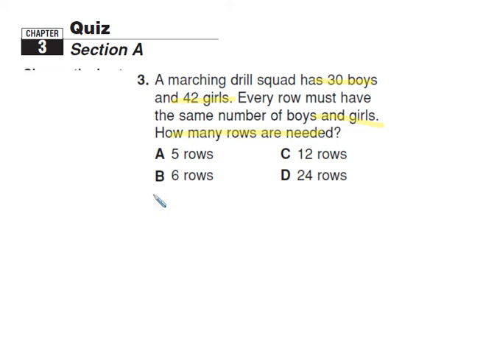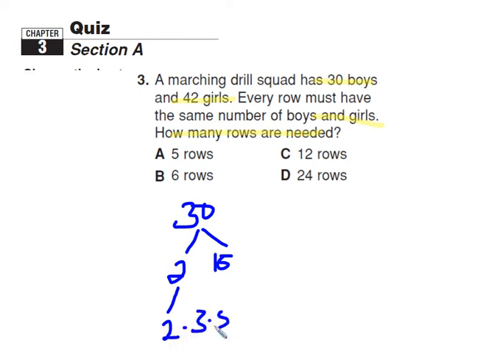So we're saying 30 is a string of prime factorization. So we have 2 times 15. And 15, I could break 15 down further as 2 times 3 times 5. So I write 30 as 2 times 3 times 5.